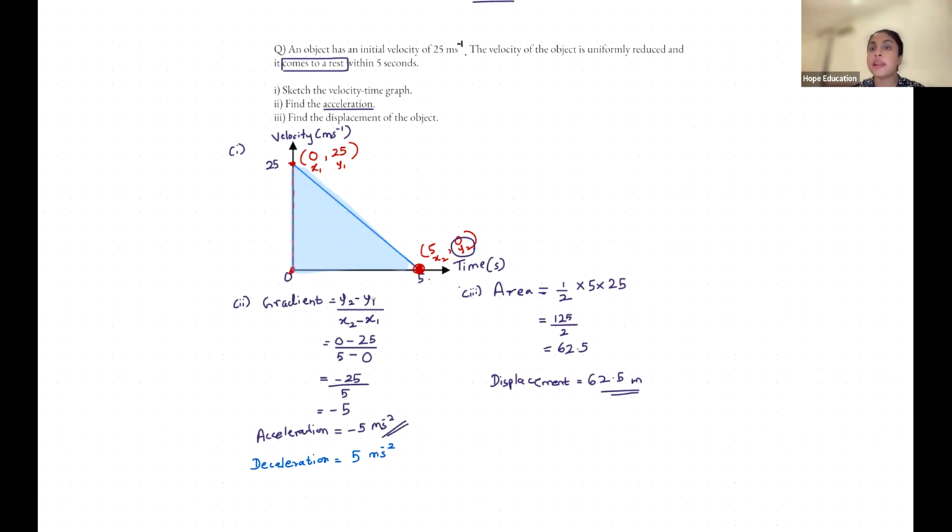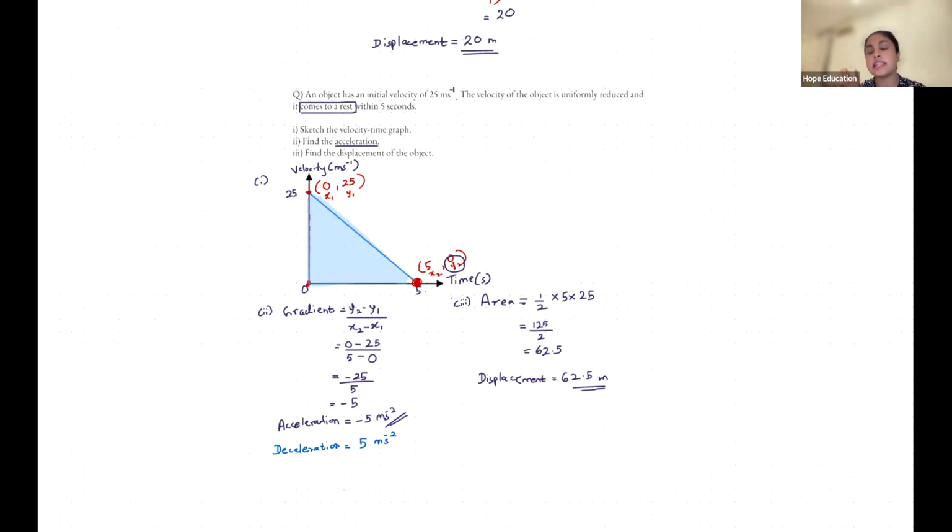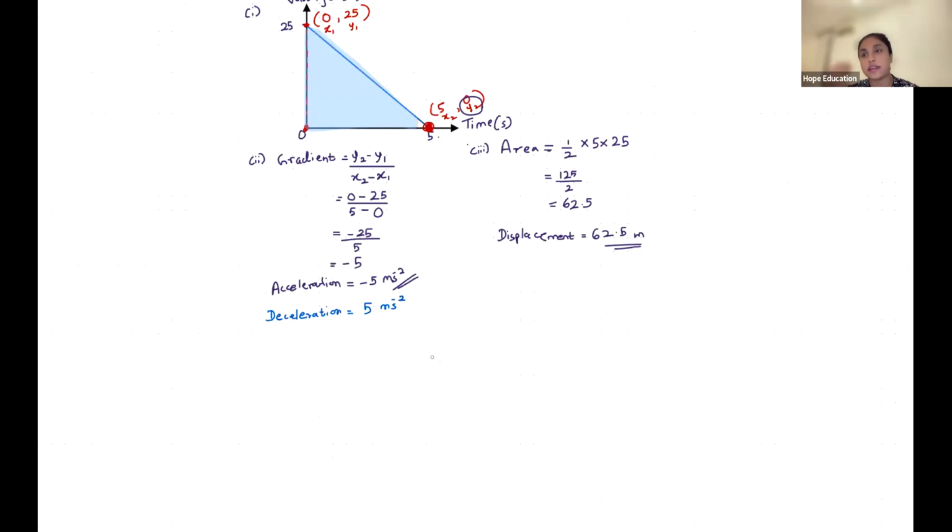Okay. Remember in displacement time graphs, we looked at a few different shapes, no? In the velocity time graph also, we will look at some general shapes, just to understand.